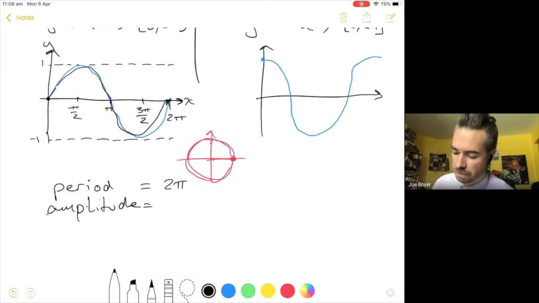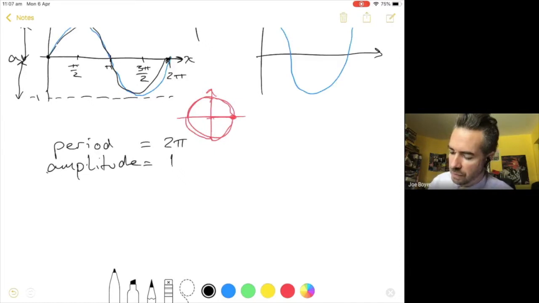But it won't always be. Our amplitude is defined as the distance from the mean point, 0, to the maximum point, which is also the same as the mean point, 0, to the minimum point. But in this case, in our basic case, our amplitude is 1.